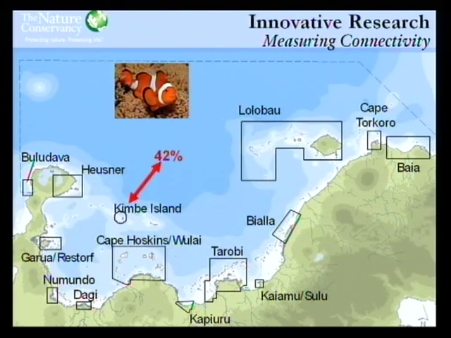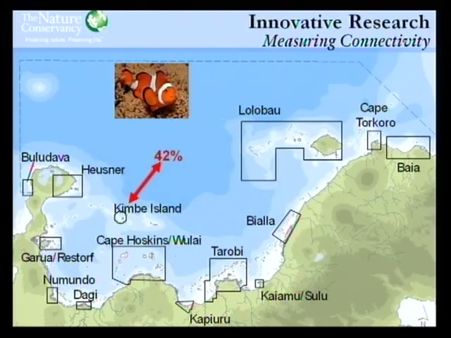One of the things they found was that up to over 40% of all the babies that arrive at Kimbe Island actually came from there. And that's much higher than we expected it to be. And so that's good news, because it tells us that if we're able to protect Kimbe Island, there's lots of self-recruitment happening, and so that's a good thing.